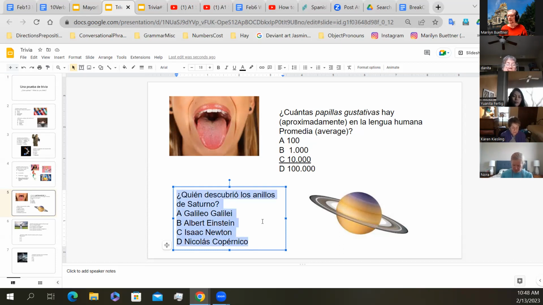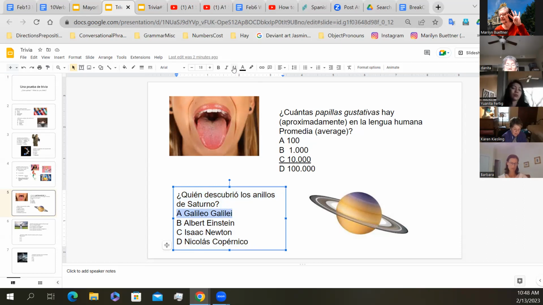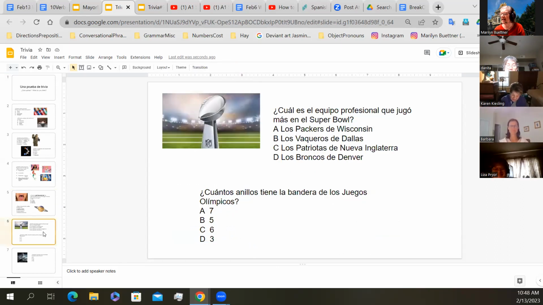Siguiente. Next. ¿Quién descubrió? Who discovered? Los anillos de Saturno. ¿Quién descubrió? Y tenemos cuatro hombres. Galileo. Galileo, sí. Esto es más fácil. This is easier than our papillas gustativas, ¿sí? Es más fácil. Okay.